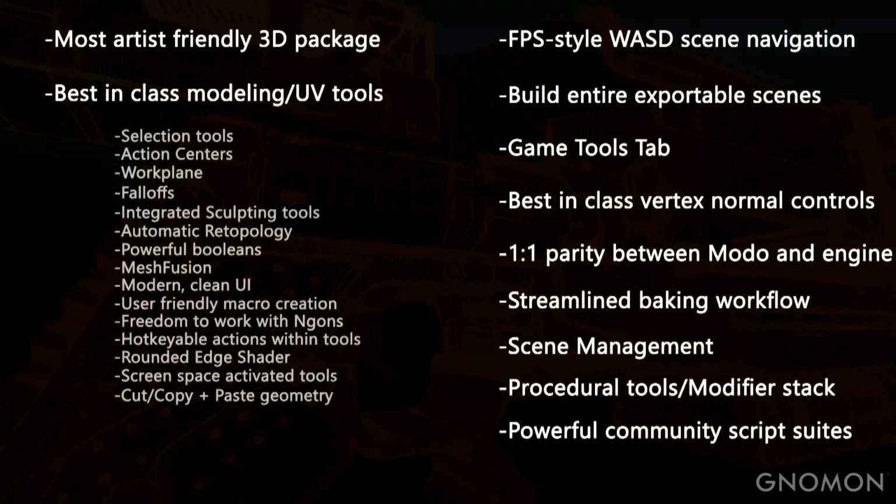So things like the selection tools, action centers for pivot control, work plane to be able to create and pull geometry off of any normal, fall-offs, which is a more powerful version of lattice tools or freeform deform tools that can be stacked and combined with other tools. Integrated sculpting tools, which are actually fantastic and work really well. I'll be going into detail about those a little bit later too and how we use some of those on Doom. Automatic retopology, which is basically Dynamesh right inside of Modo.